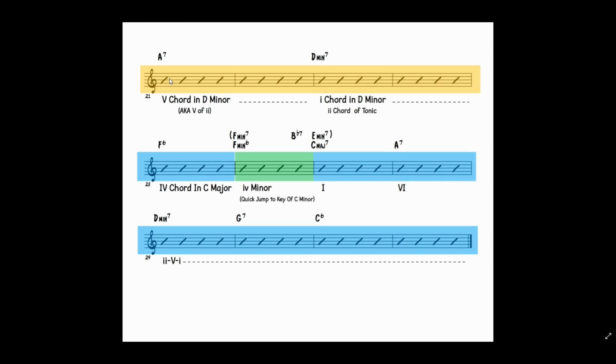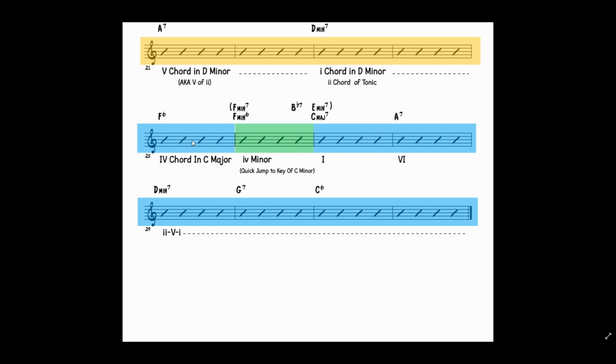All right, and again, this is another copy here. We go to A7, which is acting as the 5 chord into D minor 7. Same exact analysis that we had before for this section, for the first 4 bars of this tune. First 8 bars, rather. Okay, but here's the section that gets interesting.